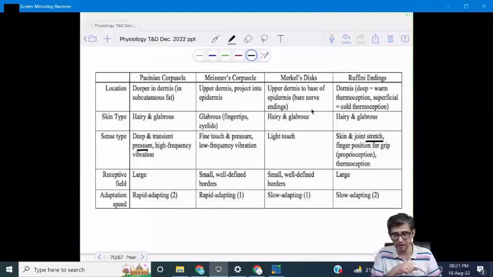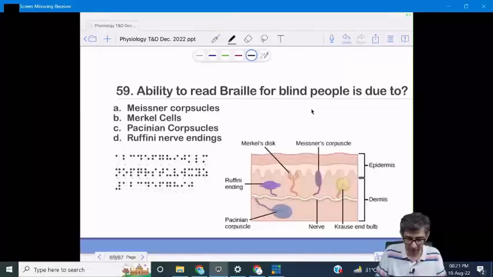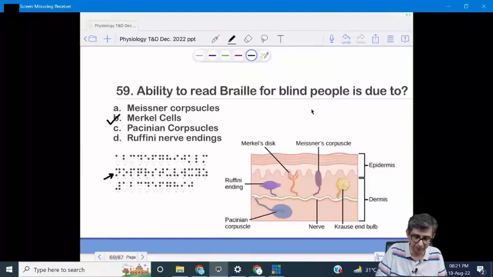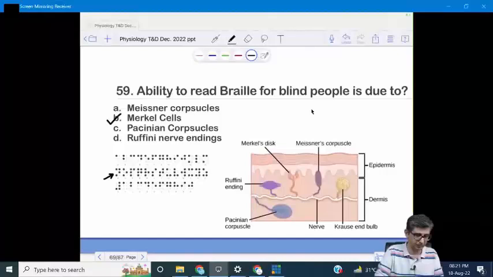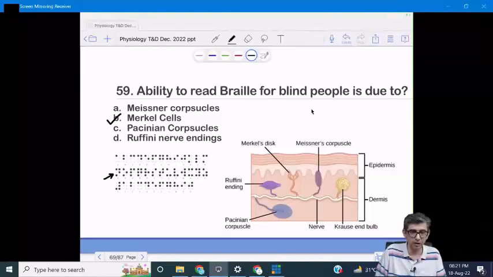Now the basic point is when it comes to ability to read Braille, that would be mainly with respect to light touch, that fine touch. The small holes in Braille are punched, so that's related to fine touch. This would be related to Merkel cells. Answer to 59 is option B. Yep, light touch and 2-point discrimination will matter. The correct answer for 59 is option B.